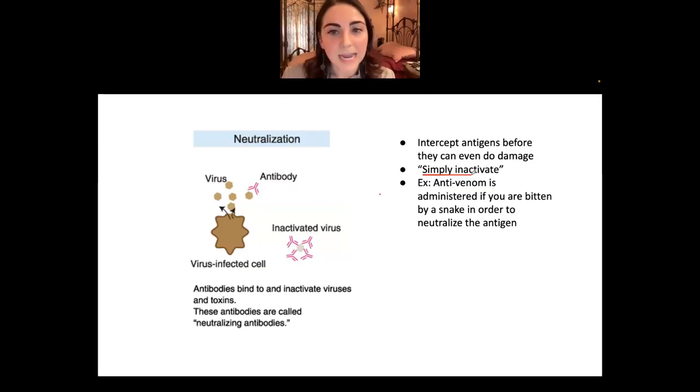So an example of this is antivenom. If you're bitten by a snake, they don't give you something that's going to completely get rid of that snake toxin. They just give you antivenom, which is just antibodies that bind up the venom and don't let it do anything. And then eventually this will get cleared by your spleen, right? By the reticuloendothelial system.